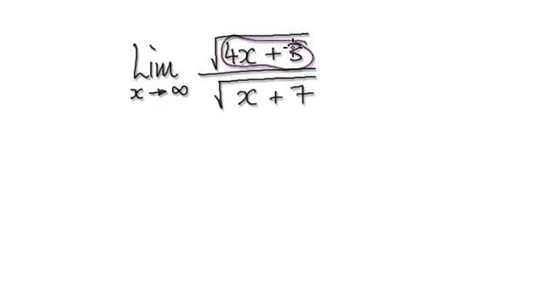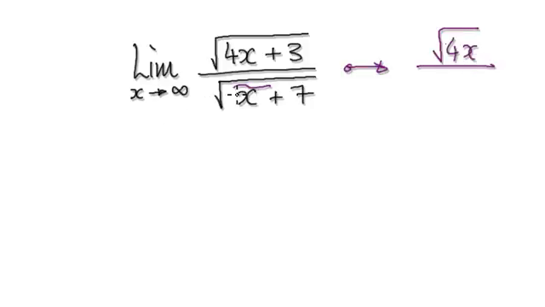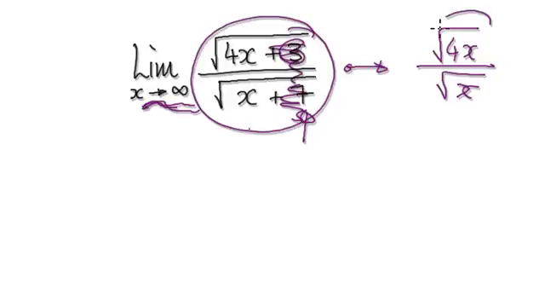If you look at just this bit here, you've got one thing plus another thing. As x tends to infinity, this 3 is going to be irrelevant in comparison to this 4x. So let's just consider this as root 4x. Now, as x tends to infinity, down here you've got this thing plus this thing. As x tends to infinity, this number 7 is going to be so small in comparison to this. So let's consider this whole thing here to be root x, because as x tends to infinity, this 7 is going to be irrelevant, and this thing here is going to be irrelevant. So let's consider the whole thing as this.